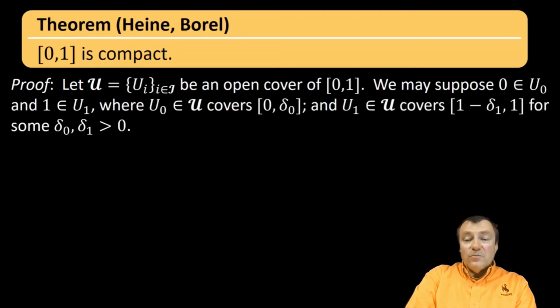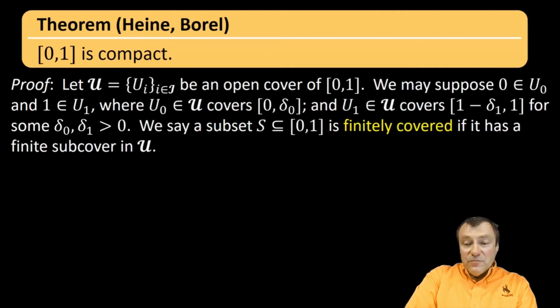Similarly, there is an open set U1 in our cover that covers the right endpoint 1, and which must therefore also cover an interval from 1 minus delta 1 to 1. Here, delta 0 and delta 1 are just some small positive numbers. Now I just need to cover the stuff in between, the interval from delta 0 to 1 minus delta 1, using finitely many sets from our open cover.